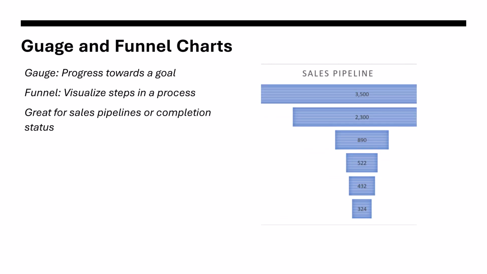Gauge charts are like speedometers. They are used to show progress towards a goal, such as how close you are to reaching your sales target. Funnel charts are ideal for showing steps in a process like a sales pipeline. They make it easy to spot where you're losing leads or where drop-offs are happening in a workflow. Both visuals are great for tracking performance in a simplified way.